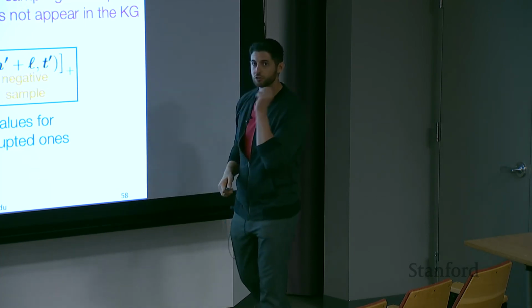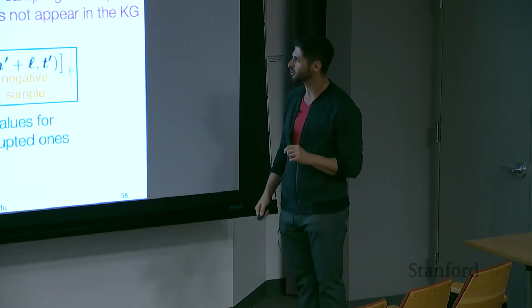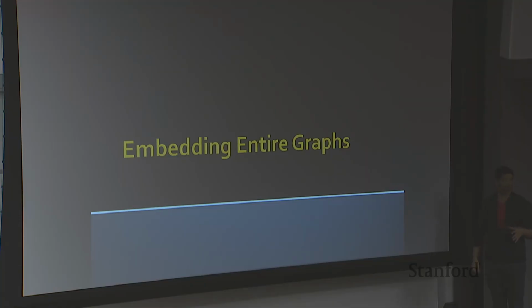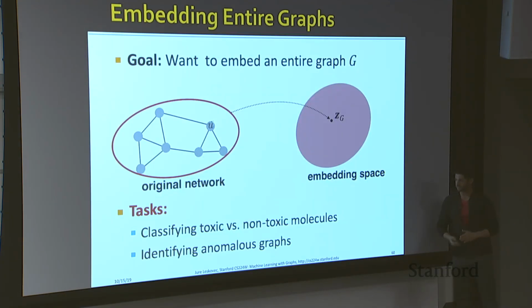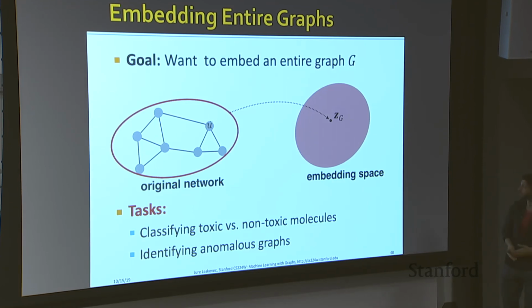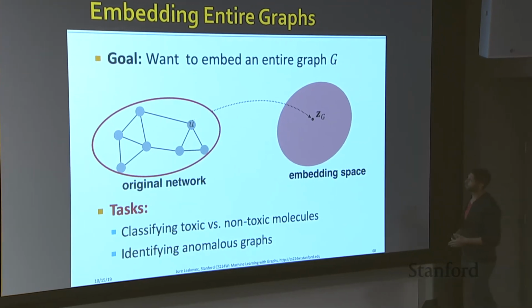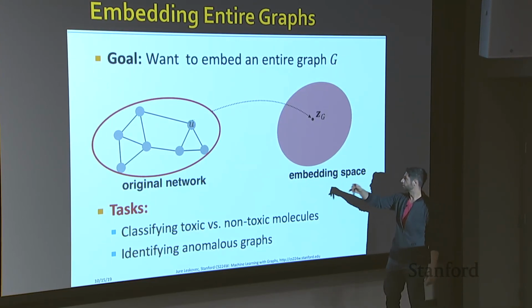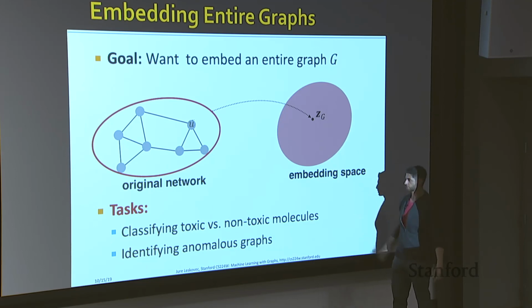Okay, I will spend the last 2 minutes just telling you about embedding entire graphs. I'm just going to give you the intuition. There are more slides in here so that if you're curious, you can check how they work. Basically, before we have seen a lot of different techniques on how you can embed nodes, but in reality, you may also want to embed an entire graph, okay? So you want to go from the original network to a single vector representation for the whole graph.